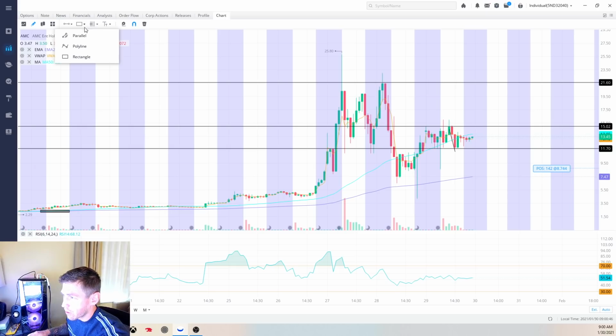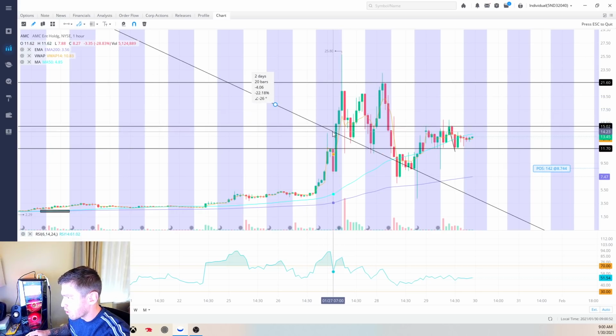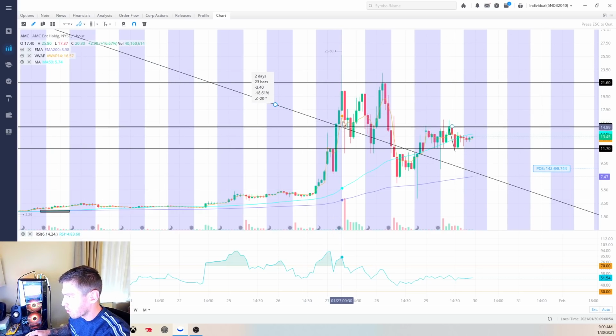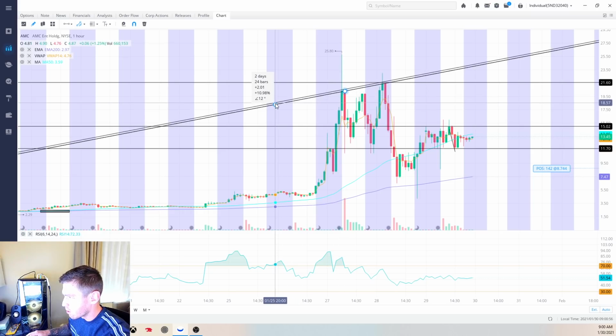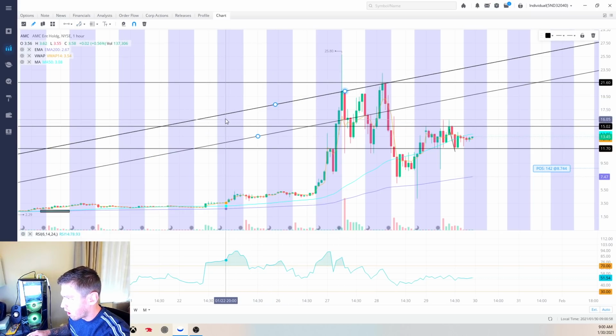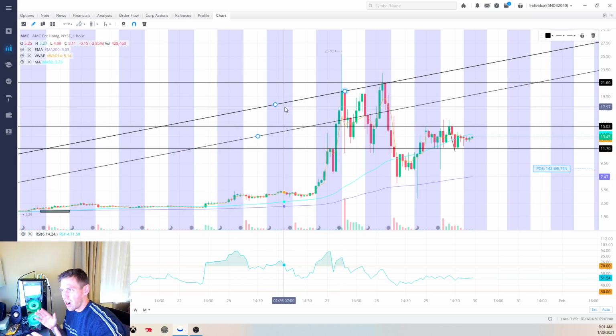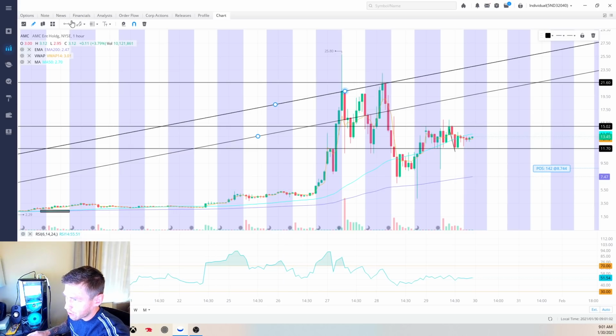And then we're going to come over here, right? We've got parallel, polyline, and rectangle. So what does parallel do? Well, if we click on this right now, you can move this exactly how you'd like to. Typically as a trend line, I don't like to use this. I think that the overall trend line indicator and drawing tool is the best for me. But typically this is a good way of having a price zone, right?